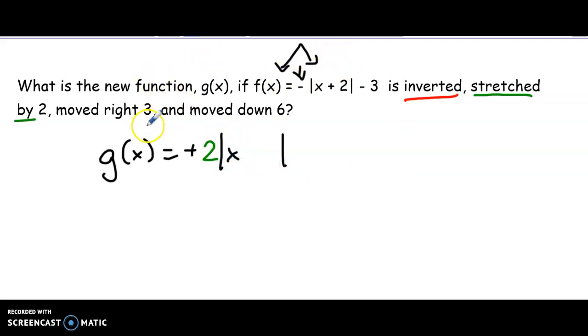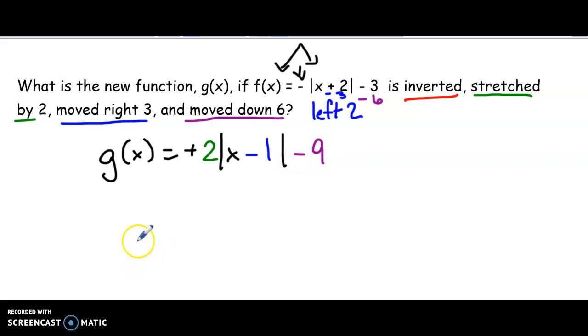Move to the right 3. Well, right here, we're at left 2. So if we move to the right, we're actually going to subtract 3 from this. So that would give me a -1. And then if we move down 6, down is subtraction. So I'm actually going to subtract 6 from -3. So that's going to give me a -9. So that's going to be my new equation of my function. You can plug this in Desmos and look at each movement separately to figure it out also.